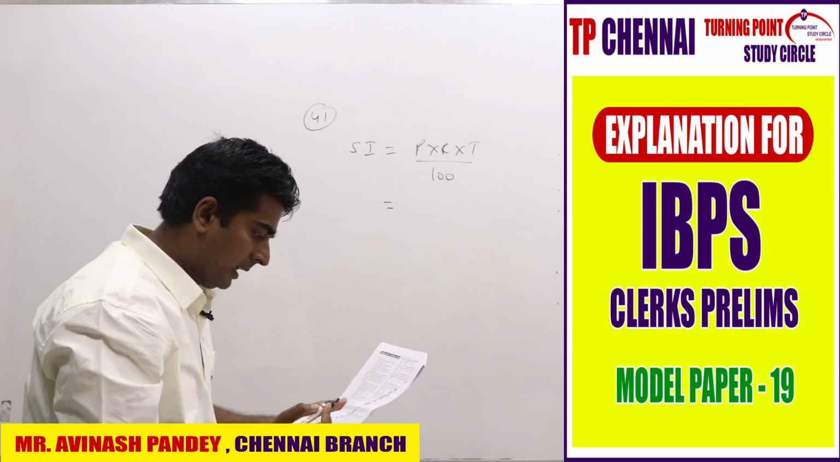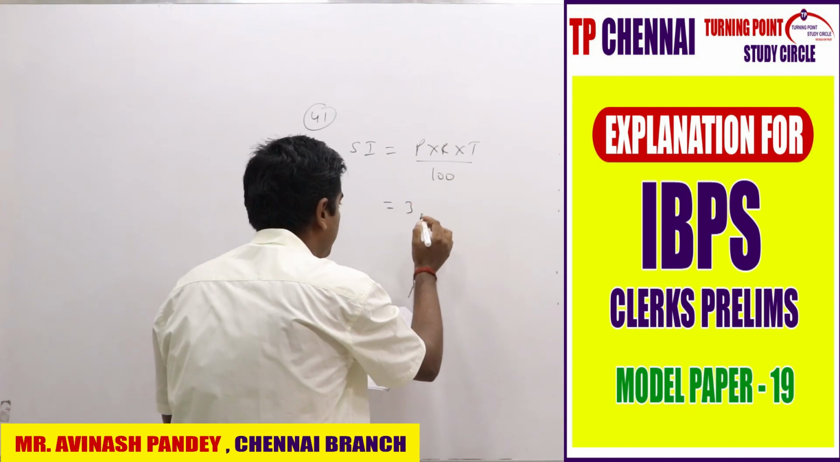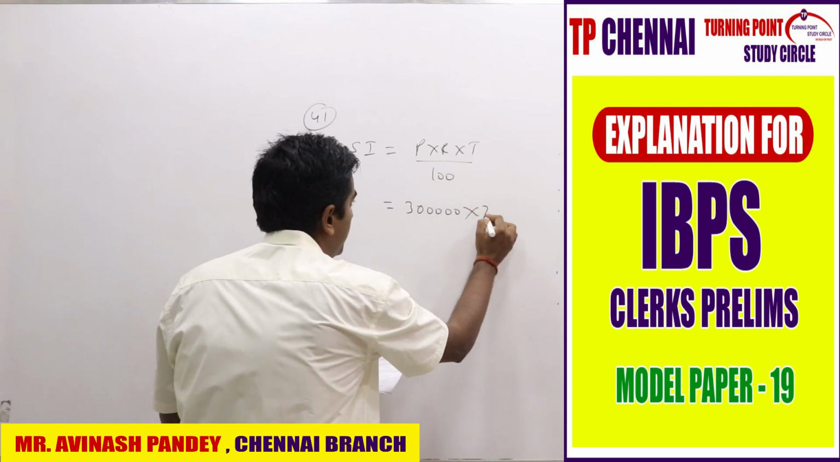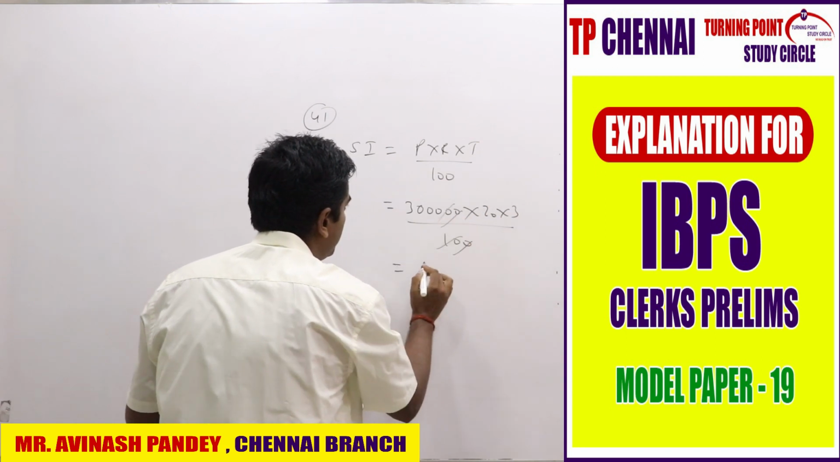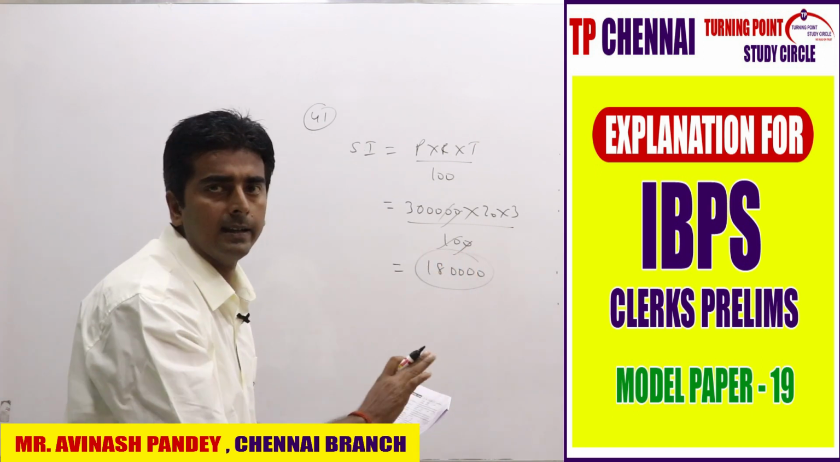So principal, how much they gave you? They gave you 30 lakhs. So 3 followed by 5 zeros. R is nothing but how much they gave? 20. Time is 3, divided by 100, right? So what is my answer? My answer is nothing but 18,00,000. This is my answer directly, right?